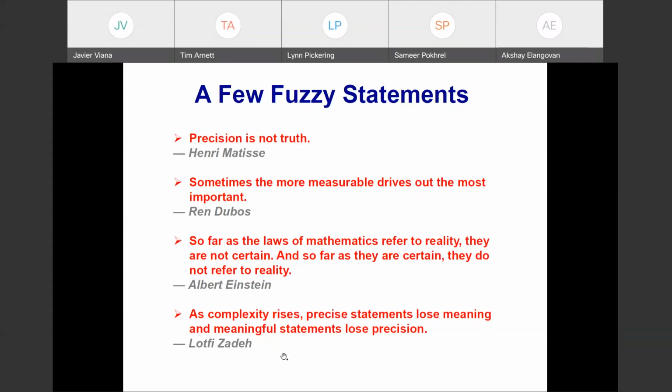And then Lotfi Zadeh, who is the father of fuzzy logic, he was the creator of fuzzy logic back in the 60s, stated, as complexity arises, precise statements lose meaning and meaningful statements lose precision. And that really deals with this inference that we'll talk about in a minute, where you are inferring these general rules for systems, either from data or from some other method, to generate meaningful outputs.